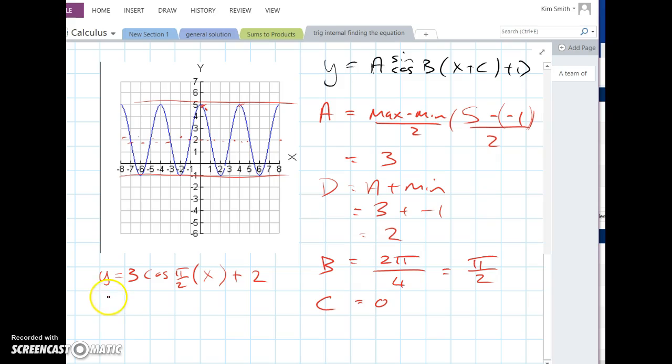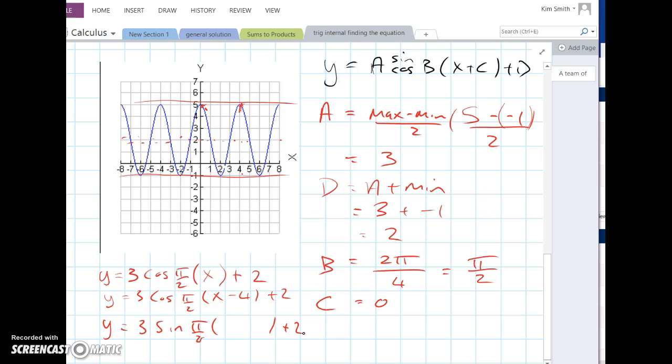I could also say y equals 3 cos pi over 2. Can you see that my next cos graph starts at 4? So it'll be x minus 4, plus 2. Another one, let's do it sine. So it'll be 3 sine pi over 2 something plus 2.